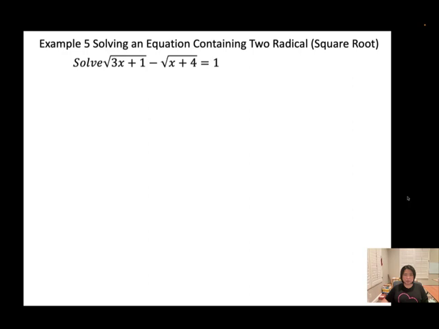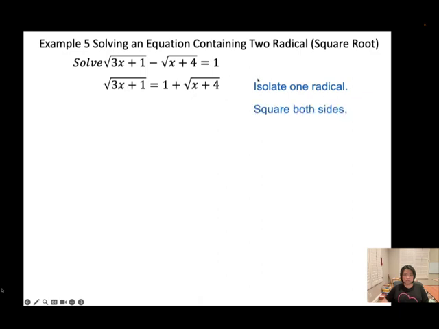Okay, next example. This time we do have two radicals. We do have two square roots. So how can we solve this one? First, we're gonna isolate one radical. You're gonna move either one of the radicals to the other side. So I'm gonna add square root of x plus 4 to both sides. Now we're gonna take the square of both sides.